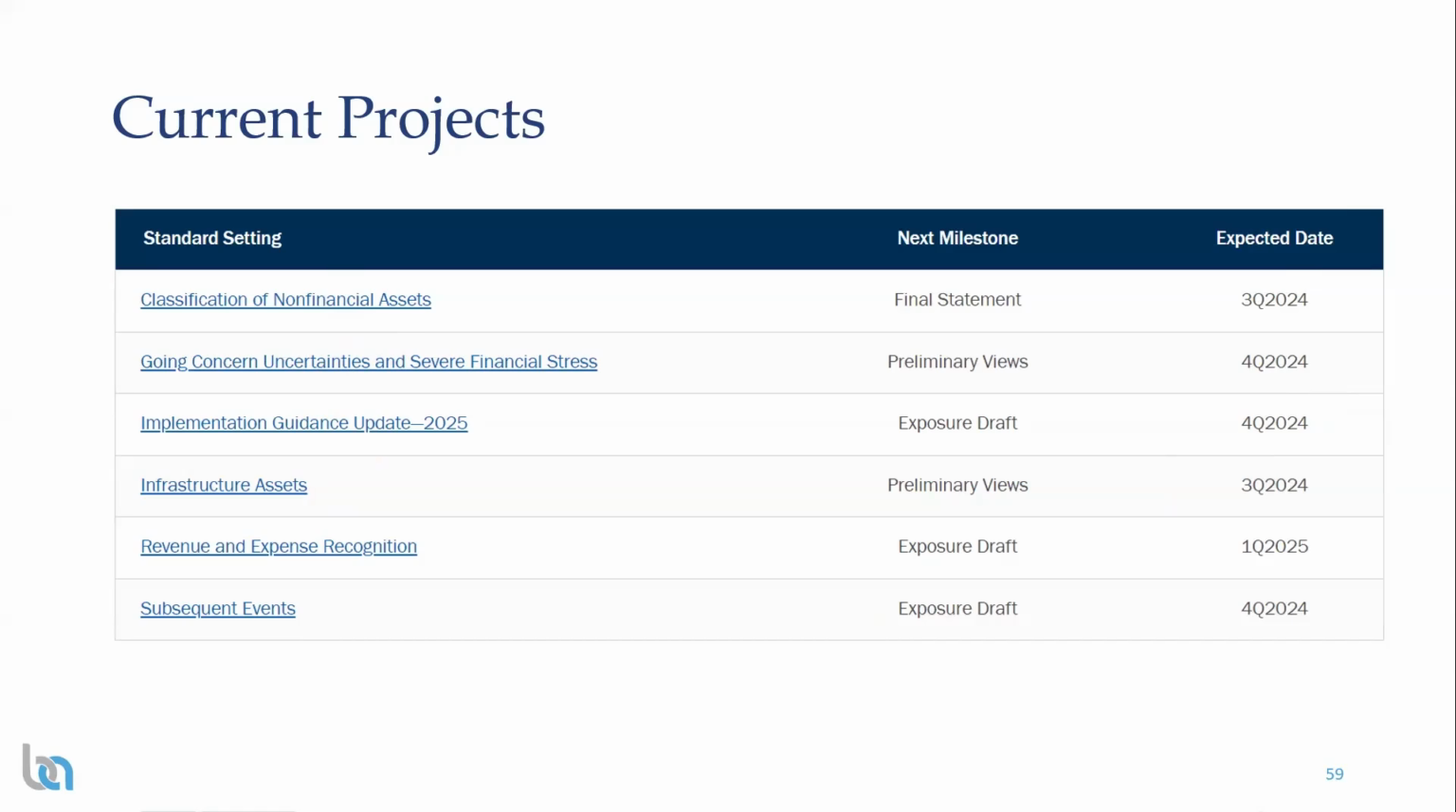But other things that they're working on, obviously, revenue and expense recognition, that's probably the most significant. Really, again, looking at the recognition criteria in general. Still an exposure draft. So I would say that the first one is the one that we should anticipate probably sometime soon. And that actually concludes my presentation.